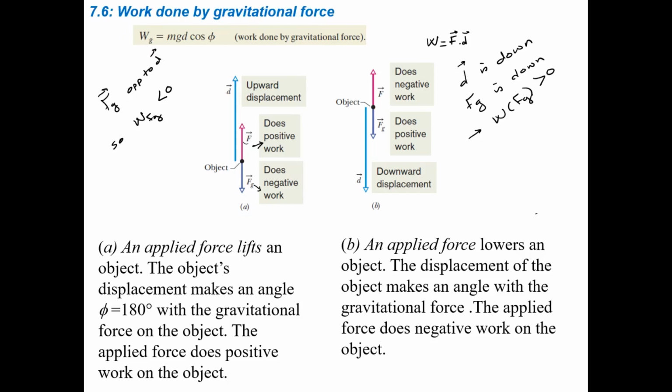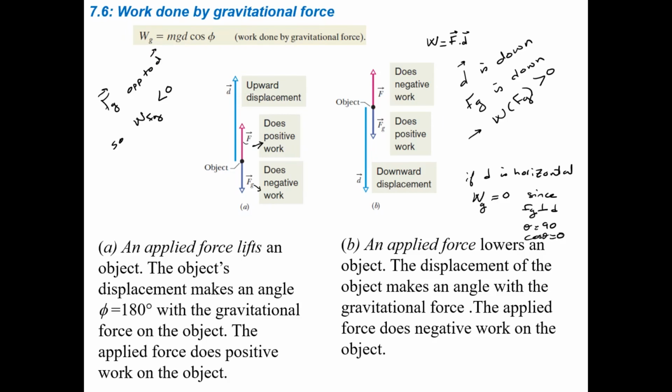Namely, I know that if the motion is horizontal, like we've seen it before, if D is horizontal, then the work done by gravity is equal to 0, because FG is perpendicular to D, so theta is 90 and cosine theta is 0. Now let's take a look at vertical displacement so that we can have a non-zero work.